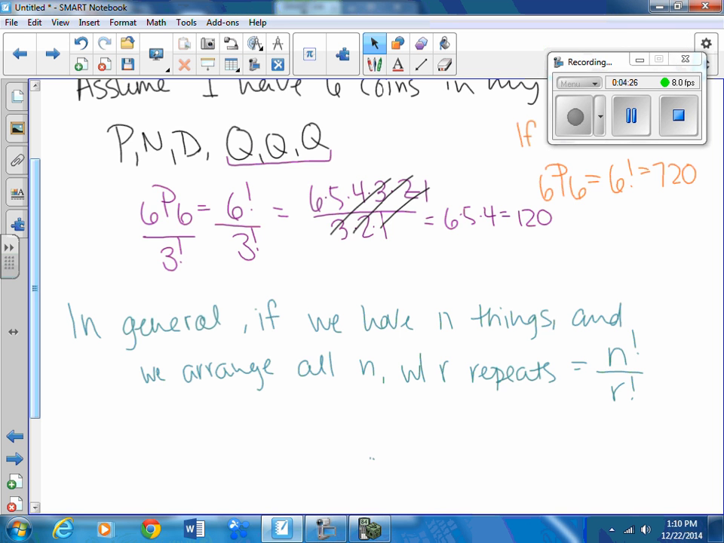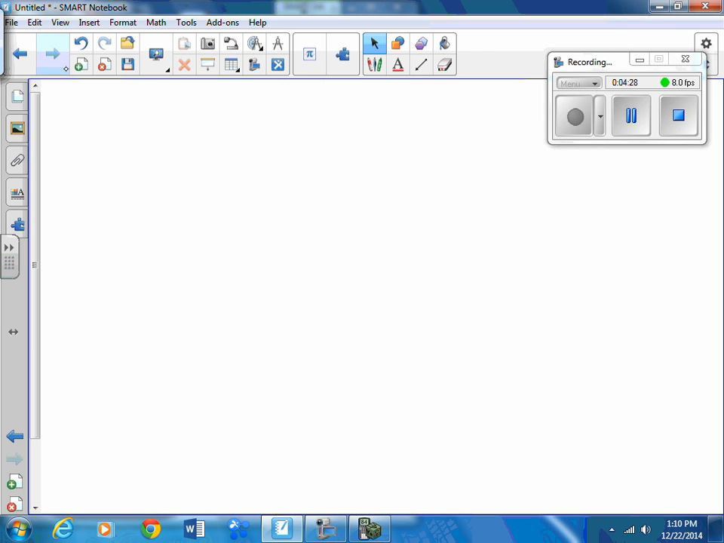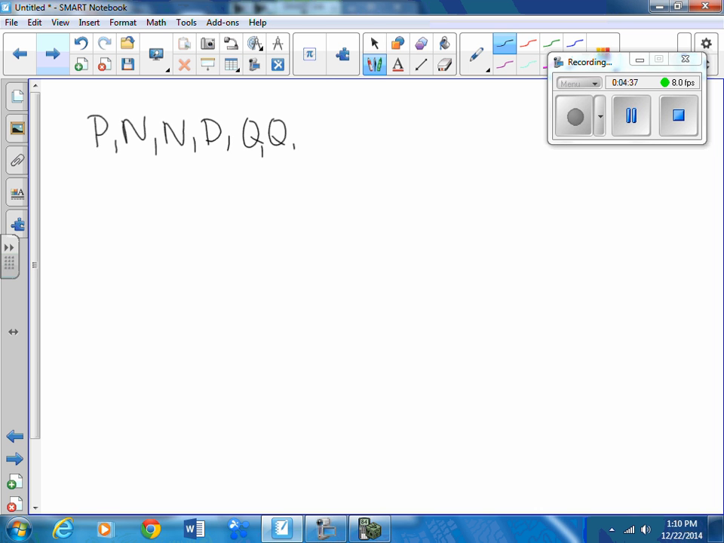If I had, I'll go to a new page, let's say a penny, a nickel, another nickel, a dime, a quarter, and a quarter, and I wanted to find out the number of different ways to take out all 6 coins. In this case, I'm going to do 6P6, or 6 factorial, but now we have to be careful because I have 2 repeats and another 2 repeats.